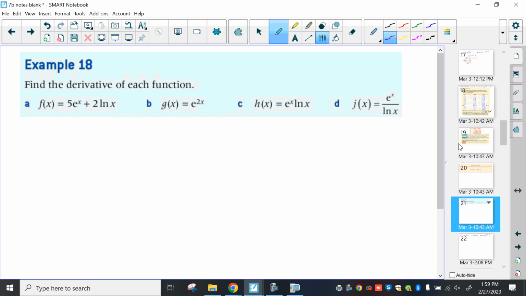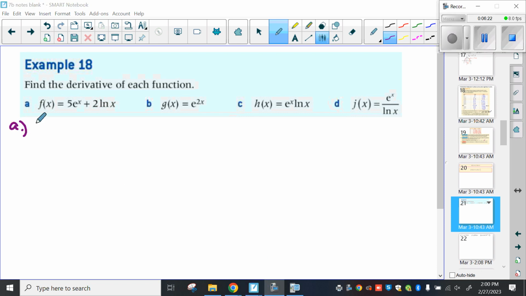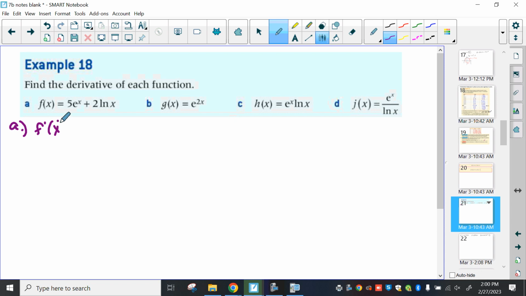So we're going to work through these 4 problems. Please keep in mind that I might struggle fitting them in this space. Okay, so we're going to start with the first one. f of x equals 5 e to the x plus 2 times the natural log of x. So if we're going to do our derivative, f prime of x, we do each part individually for sums, just like we did before.